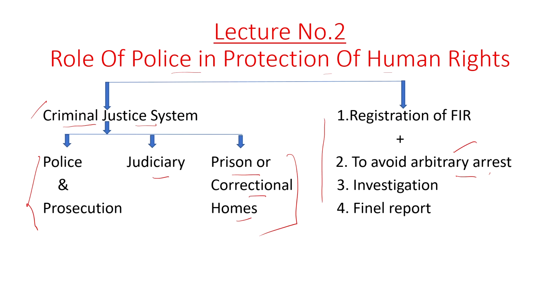Though a police officer has the power to arrest any person in case of a cognizable offence, by avoiding unlawful and arbitrary arrest, the police officer can protect the human rights of the person who should not have been arrested. So, after due diligence, after thorough investigation and interrogation, the police officer should arrest the person against whom allegations are made. By avoiding arbitrary and unlawful arrest, the police officer can also play an important role.